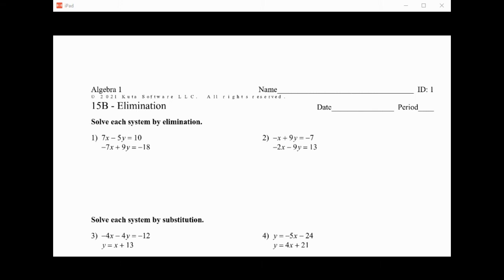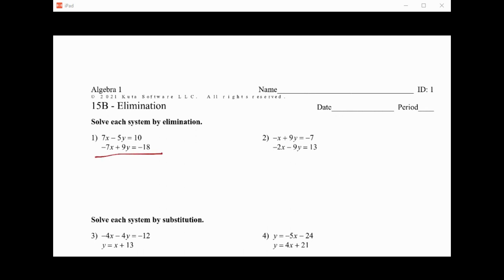Elimination really is the best thing to use when you don't have anything that says y equals. I'm just going to give you the ones where they work out pretty nicely. There are really complicated ones, but we're not going to do those. Essentially, you're taking these two equations and adding them together.